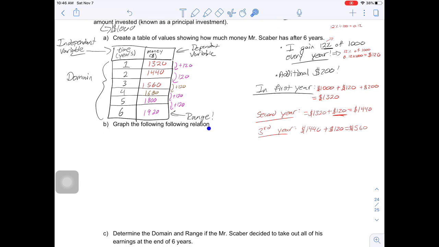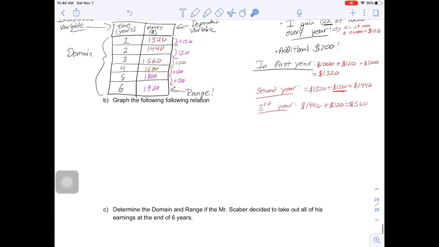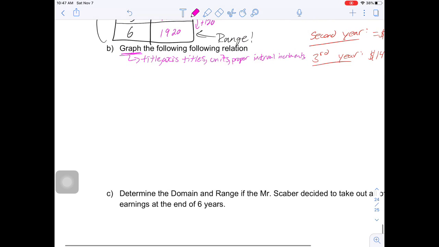So let's graph the following relation. Remember, what does a graph need? This is good review. A graph needs a title, axis titles, units, and proper interval increments. So essentially you can't go up by 10, then 20, then 40 randomly. They have to go up by the same amount each time.